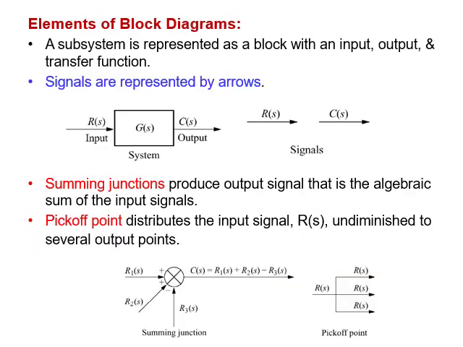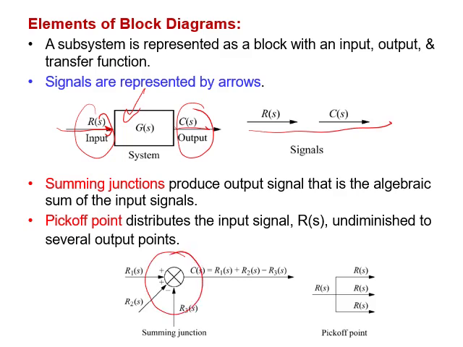So the block diagram will be a block, which represents the system, input, which is the signal, and output, which is the signal. So the arrow is usually a signal. We expect to see in the block diagram a summing junction, where we have a few inputs, and the output will be the total of the inputs, considering the sign given.